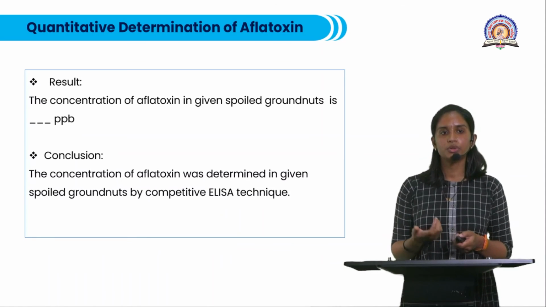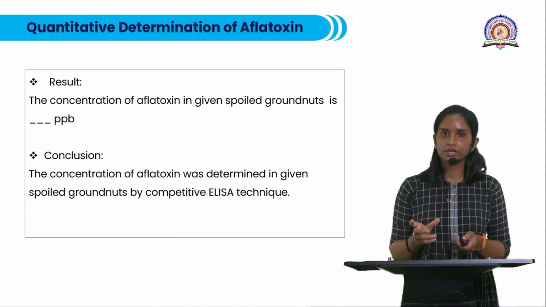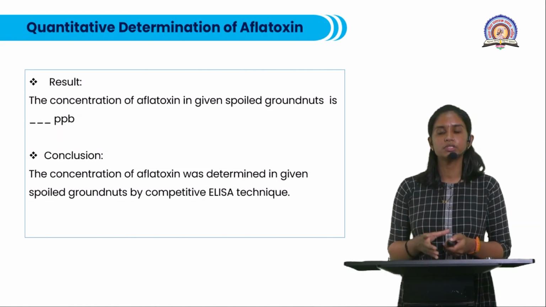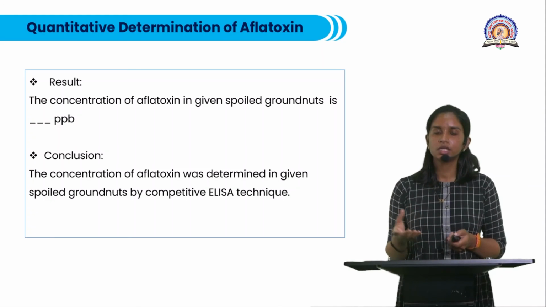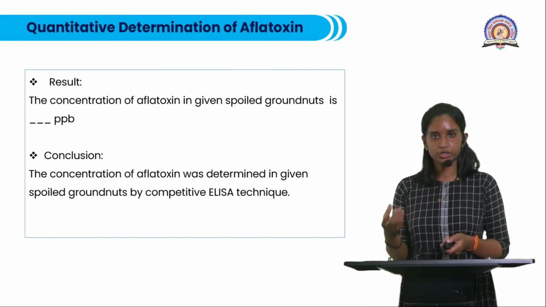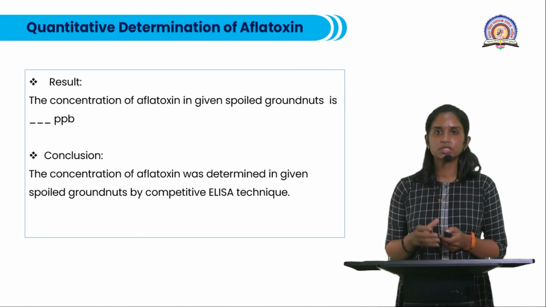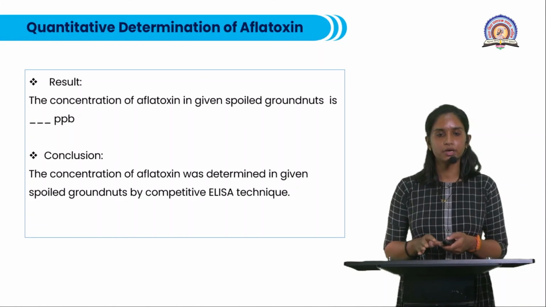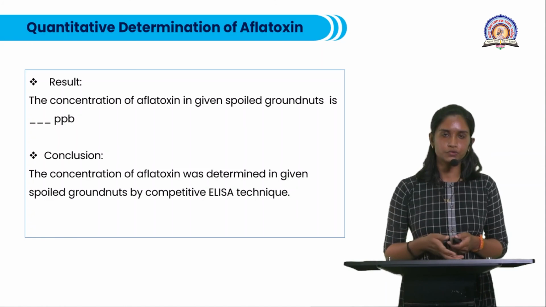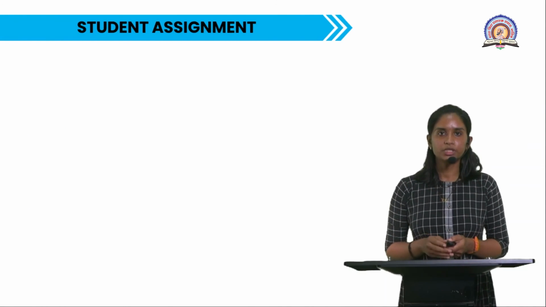So then how will you interpret your results? In the result you will give what is the concentration that you have determined. So concentration of aflatoxin in given spoiled groundnuts is, like in our example, 15 parts per billion. So similarly you will give your value here and you will conclude that the concentration of aflatoxin was determined in the spoiled groundnuts by competitive ELISA technique. That means your practical was successful. So this is all about the practical.